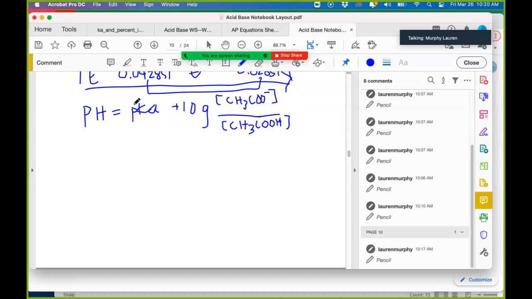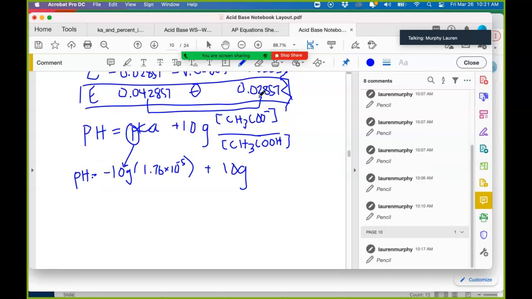Now, how do you find pKa? You got to remember that the P literally stands for negative log, right? Because pH is negative log of H. So pKa is negative log of Ka. So pKa is negative log of Ka, 1.76 times 10 to the negative fifth. This was the original Ka given in the problem. Plus the log, and then you have to go back to your ice chart and look at those numbers. My conjugate is 0.02857.